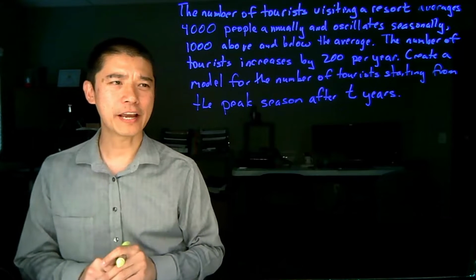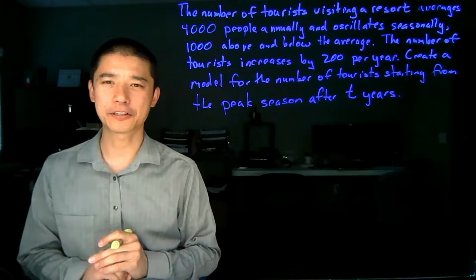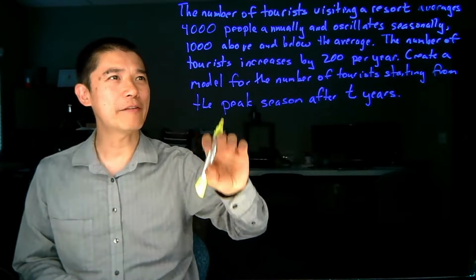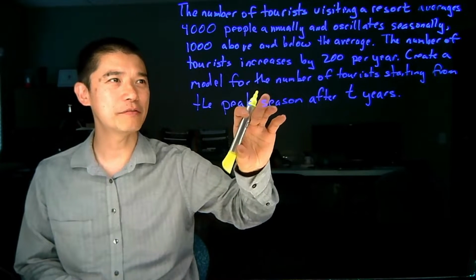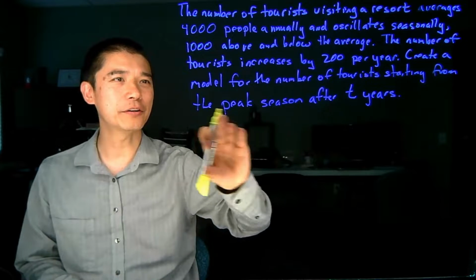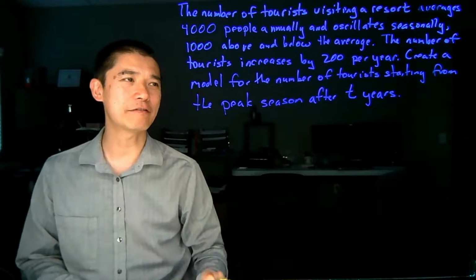The best way for us to get a handle on the idea of variable amplitude and variable midline is to think through a couple examples. So here's one. The number of tourists visiting a resort averages 4,000 people annually and oscillates seasonally 1,000 above and below the average. The number of tourists increased by 200 per year. Create a model for the number of tourists starting from the peak season after t years.